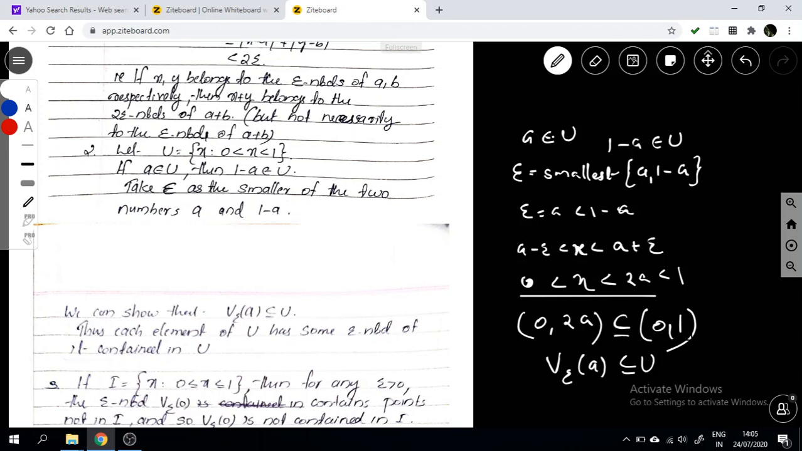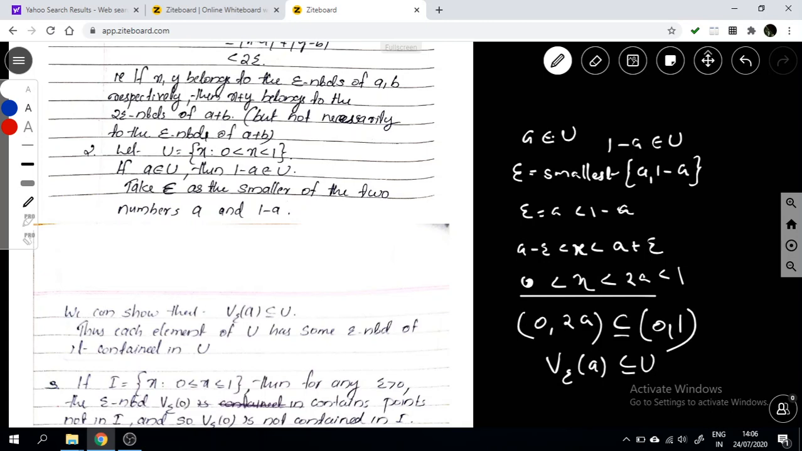What is U? U is the open interval 0, 1. Okay, that is, if A is an arbitrary element of U, then it has some epsilon neighborhood of it contained in U. That is, the set U given here is the set of all x such that 0 less than x less than 1, that is, the open interval 0, 1. Whichever element of this open interval 0, 1 we take, some epsilon neighborhood of it will be contained in U. That epsilon can be anything.